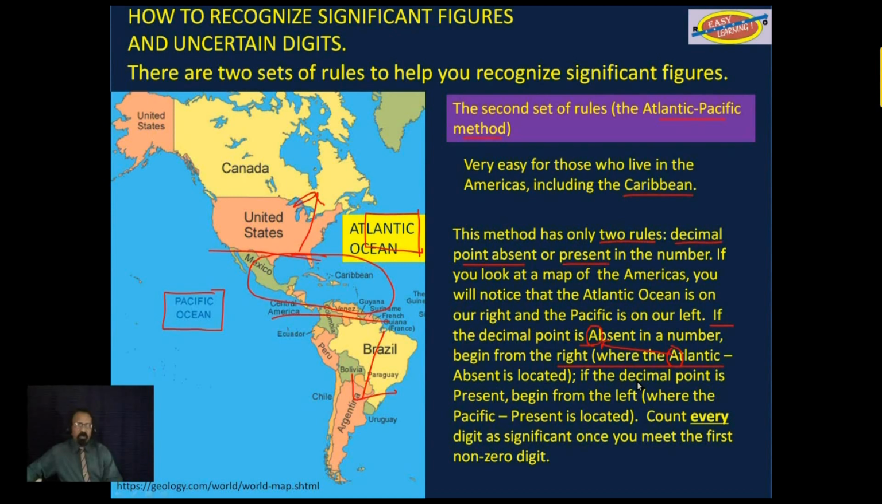If the decimal point is present, we begin from the left where the Pacific is located. So P for Pacific, P for present. We will count every digit as significant once we meet the first non-zero digit. So let's see how we apply this.